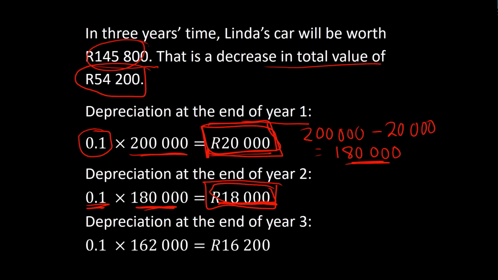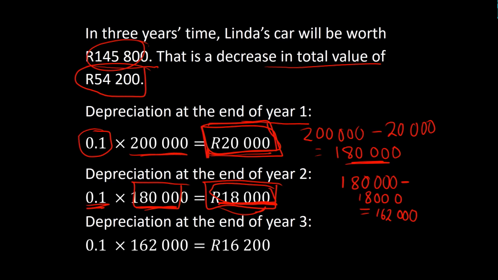Before we can find what the depreciation is at the end of the third year, we need to take away the 18,000 Rand from the value of the car at that point in time. So 180,000 at the end of the second year minus 18,000 Rand will give me a value of 162,000. So that 162,000 Rand is what this car is worth at the end of the second year.